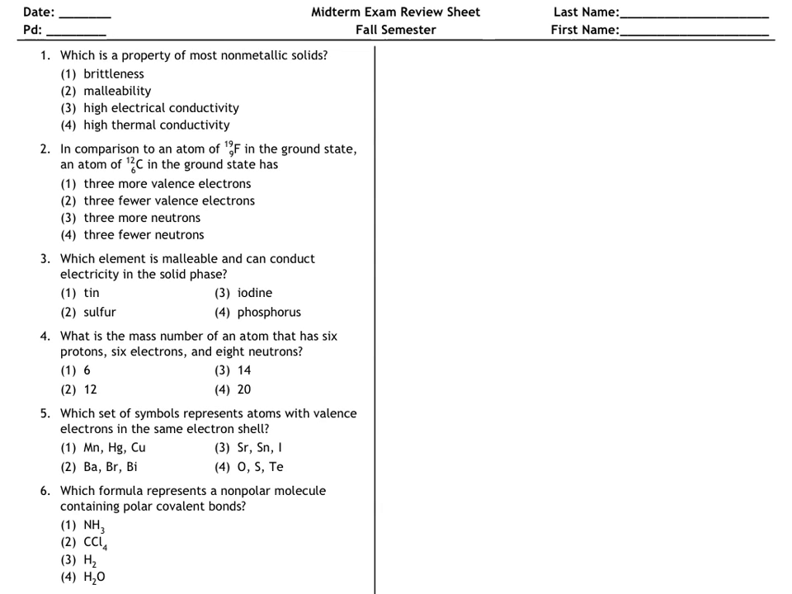Number 1, it says, which is a property of most non-metallic solids? The key word here is non-metallic, meaning non-metal. So there are some properties of nonmetals that you need to know. The first one I was going to say is the answer, and it would be brittleness. But there are other options, such as they don't conduct, they're dull, and they could be solid, liquid, or gas. So those are all options to write down.